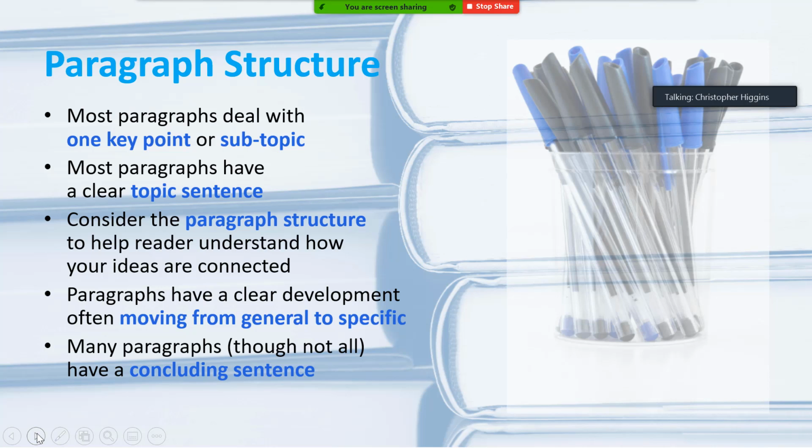So each paragraph should start with a key point or a subtopic, okay? This is what this is about. We're going to talk about decision making and how this relates to hierarchy. That's your subtopic. That's the first point, okay? That's the topic sentence. So after that, you want to clearly develop by moving from the general to becoming more and more specific. So you then want to go on and illustrate that more.